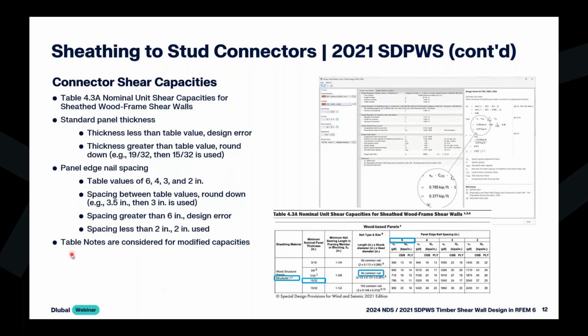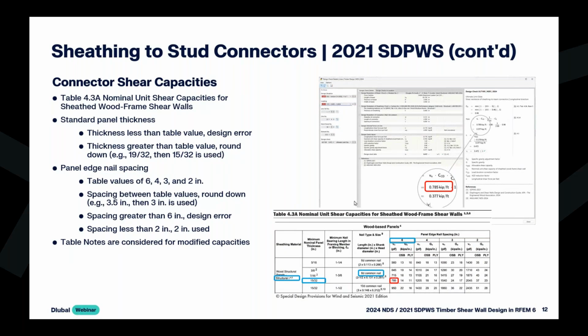Now, there are several table notes that are given within the SDPWS code underneath table 4.3A. These are also considered within RFEM. So, you see these different notes that are given here. This is directly considered within the capacities. So ultimately, after we consider all the highlighted blue options here within our particular example today, we get a capacity. And looking at 6 inches spacing, we see 785 pounds per foot. Looking at the RFEM results here, we see that capacity directly given in kip per feet, 0.785.